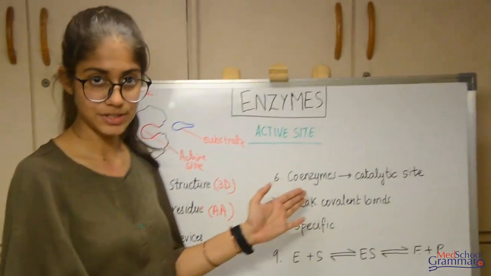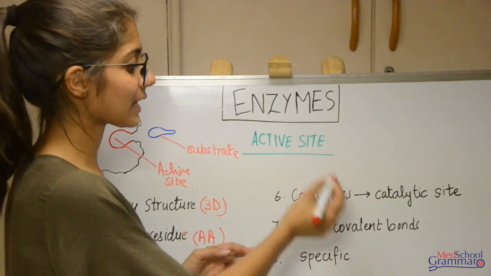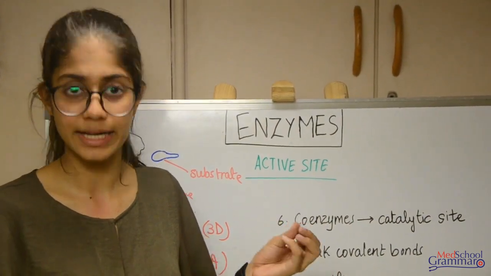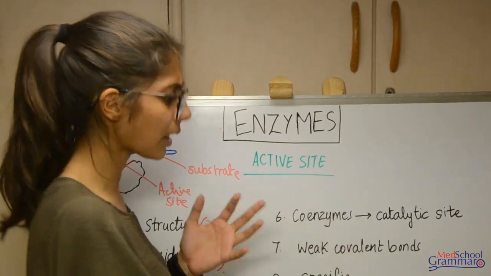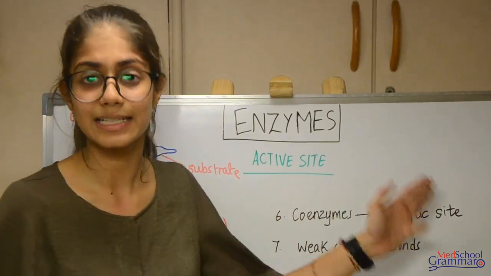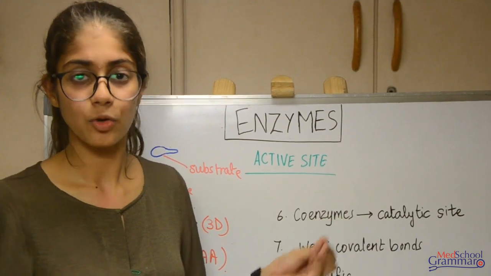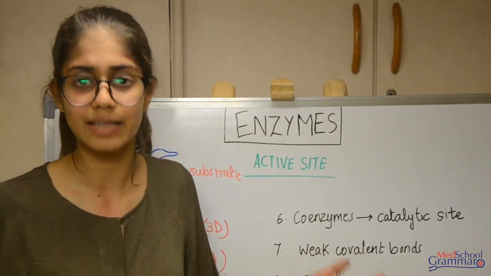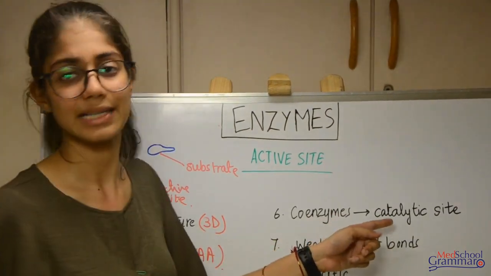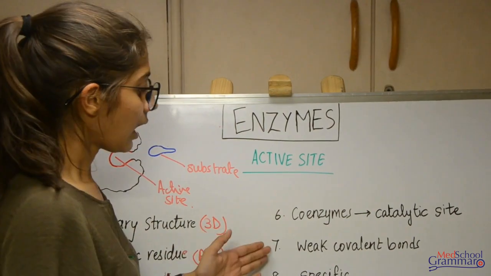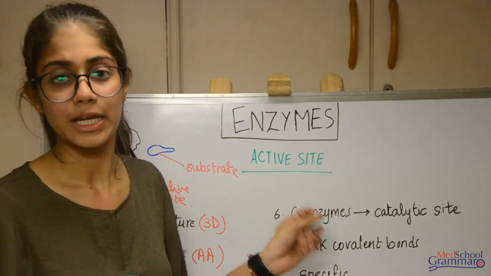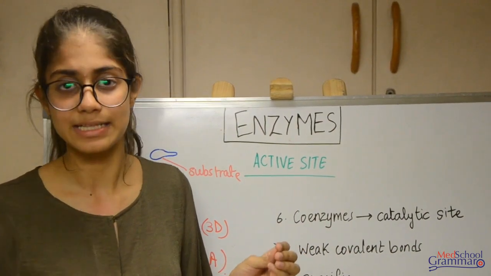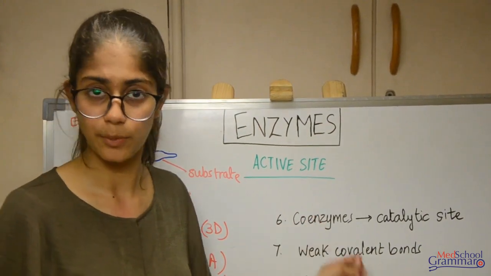Our sixth feature is that the coenzymes, we already spoke about coenzymes, right? Those coenzymes which form the enzyme, which are a part of the enzyme, are present at the catalytic site. We already know that coenzymes enhance enzyme activity, right? What is that? Catalytic action. So they are present at the catalytic site. Our seventh point is weak covalent bonds. Now your substrate binds at the active site to the enzyme using weak covalent bonds.